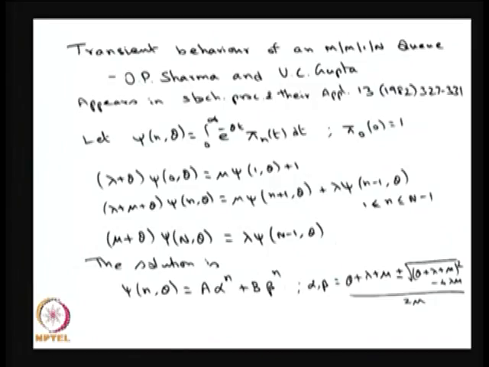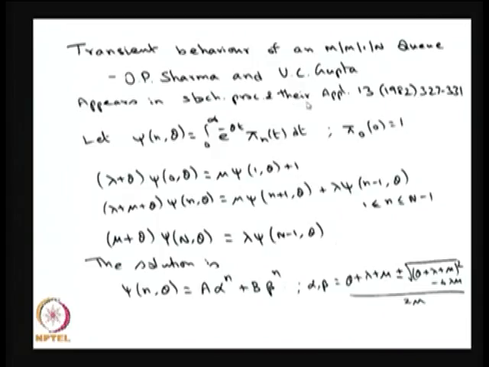Here I am going to explain how to get the transient behavior of an M/M/1/N queue in the simplest form, even though there are this many literatures and many more for the finite birth-death process. Here I am explaining the overview of how to get the transient behavior of M/M/1/N, and this is by O.P. Sharma and U.C. Gupta. It appears in Stochastic Processes and Their Applications, volume 13, 1982. So, how does this method work?